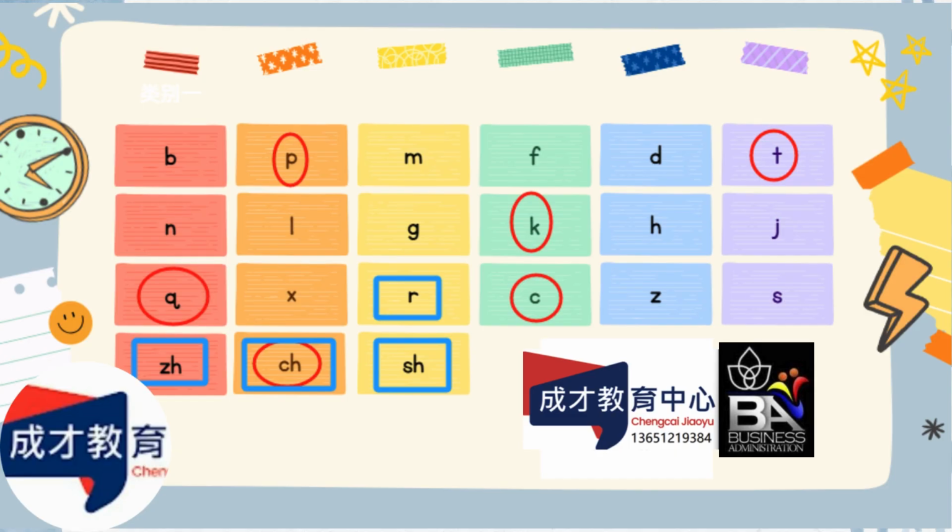Okay, let's practice from the first line. 波 po, mo, fo, te, te. The second line. Ne, le, ge, ke, he, ji, ti, si, re, ci, zi, si, ge, chi, shi.